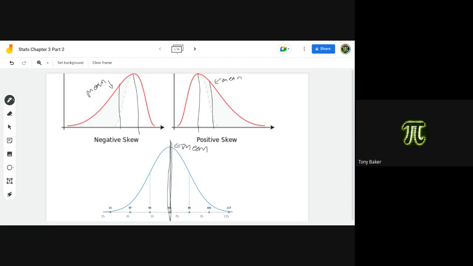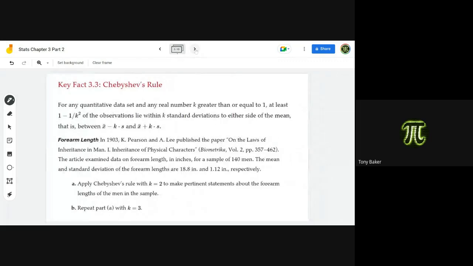There are two main rules that allow us to determine this spread. The two things you're always going to need for this are your mean and your standard deviation. Mean, simple. Standard deviation we get from the computer or the calculator. The first rule we're going to look at is Chebyshev's rule.